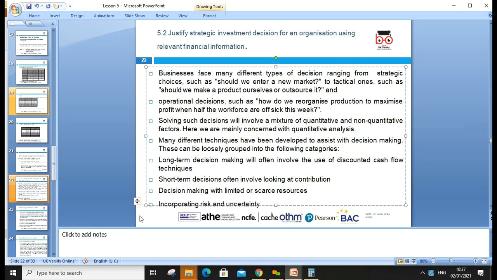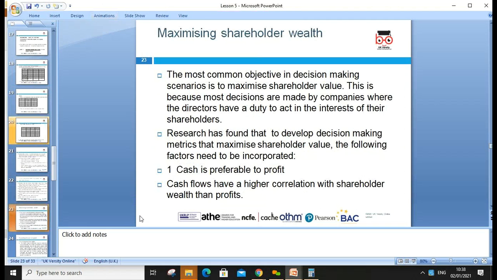Long-term decision, short-term decision, discounted cash flow, contribution means return. Decision making with limited resources. Limited means we don't have unlimited resources, we have a limit. If we have staff, HR, money, all these are assets. We don't have unlimited, so we need to use them effectively.